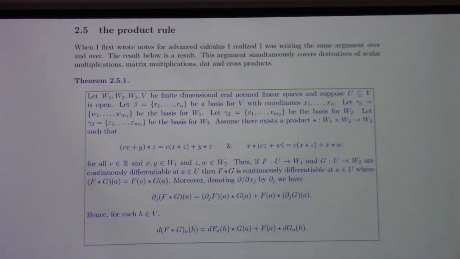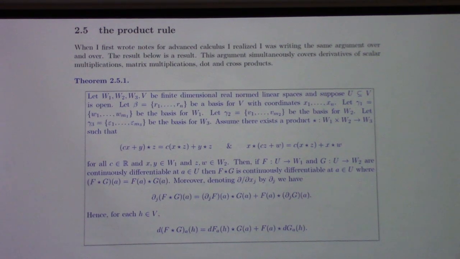If that's the case, and we have a function f which goes from U to W1 and a function g which goes from U to W2, then we can define f star g pointwise by this rule. F star g of a is equal to f of a star g of a. This could be the dot product, this could be the cross product, this could be the scalar product, this could be the matrix product, it could be all the products we just talked about.